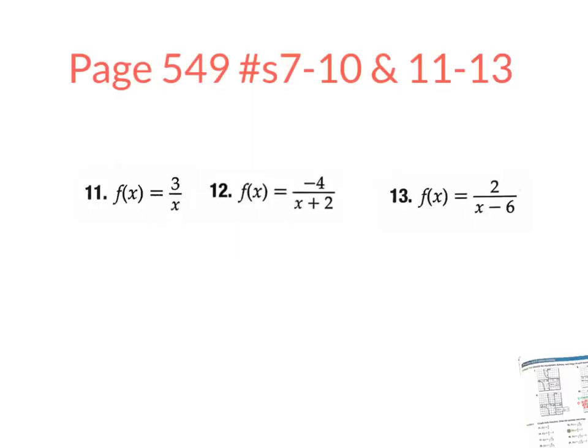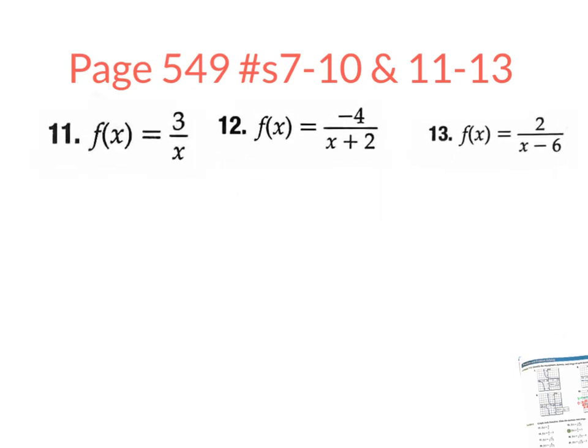So your homework is page 549, 7 through 10, and numbers 11 through 13. I wrote 11 through 13 right here. And again, you're just sketching a graph. How? By doing your asymptotes first, according to h and k, and then thinking if it gets reflected or if it doesn't get reflected. All right, guys, I hope you understand. If you need to, watch this video again a second time so you can get it better.